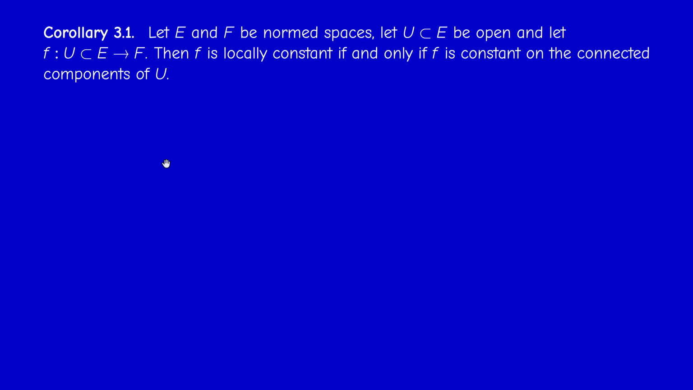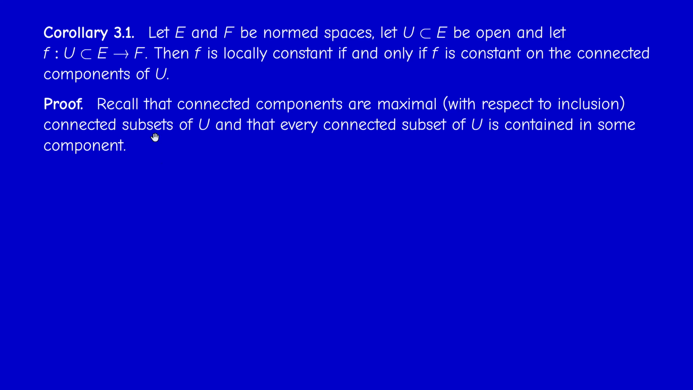Okay, so just to be simple, what are the connected components of R without zero? There are two: (minus infinity, 0) open and (0, infinity) open. Okay, so I have to prove two implications here.